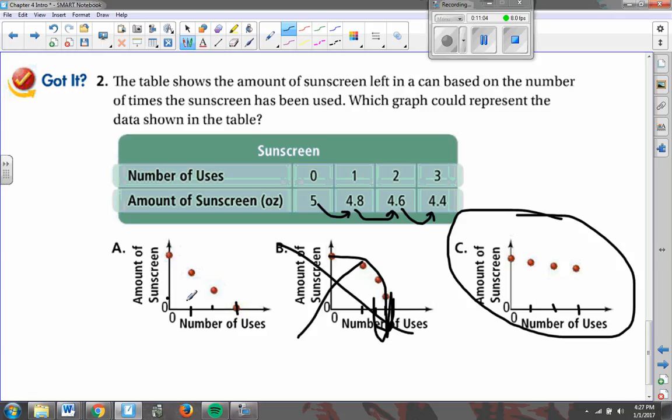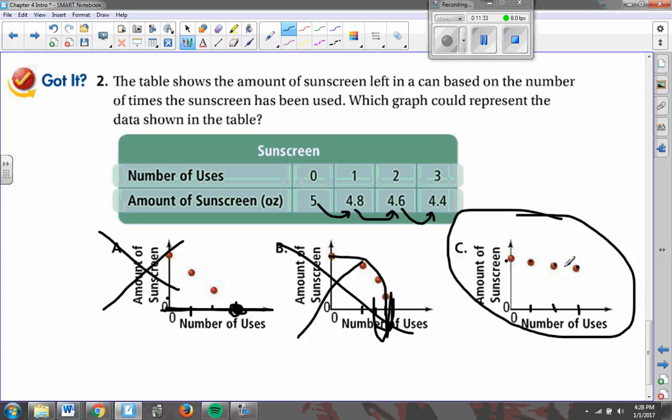Letter A, the issue we have here is that look what happens when we get to 3 uses. At 3 uses, where are we on our amount of sunscreen axis? Well, we're already down at 0. It's like we have no sunscreen left at all after 3 uses, but that's not true. We have 4.4 ounces left. So letter A is wrong because it drops far too fast and gets down to 0 when we know there's still 4.4, which leaves letter C a steady, casual drop off.